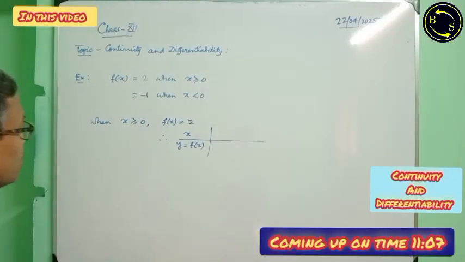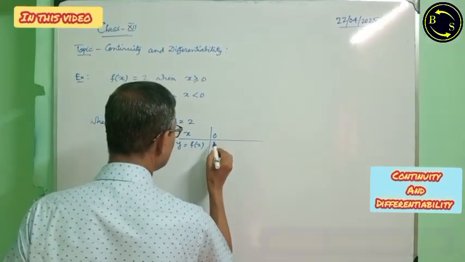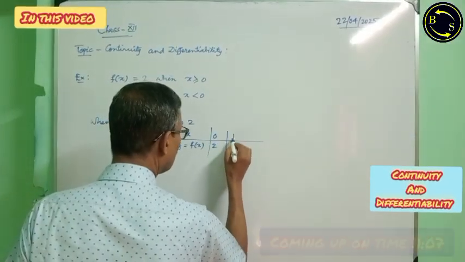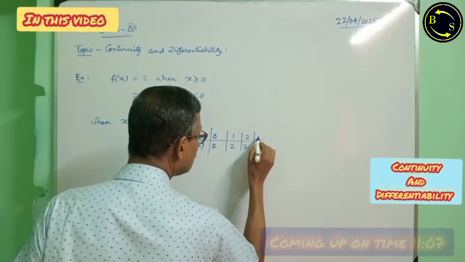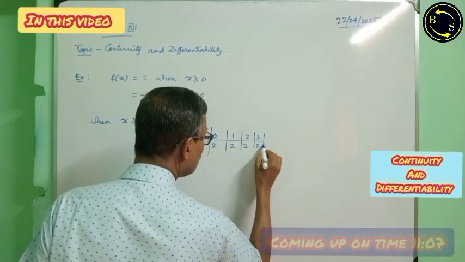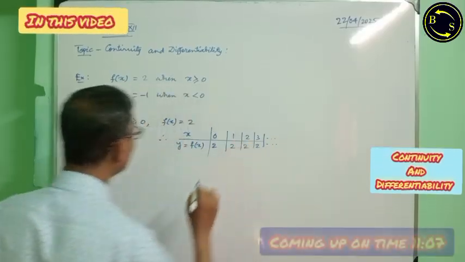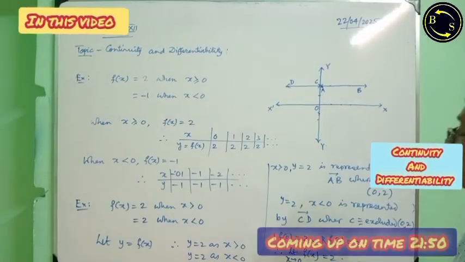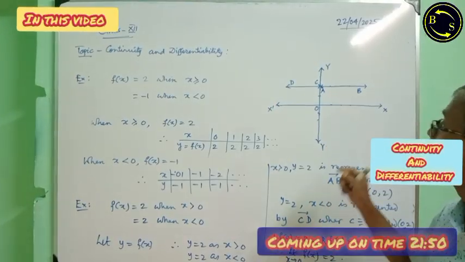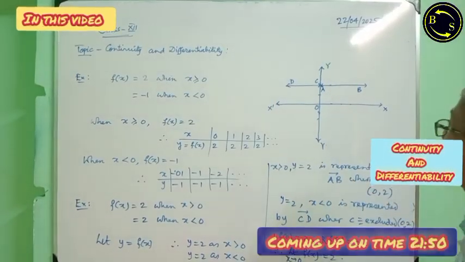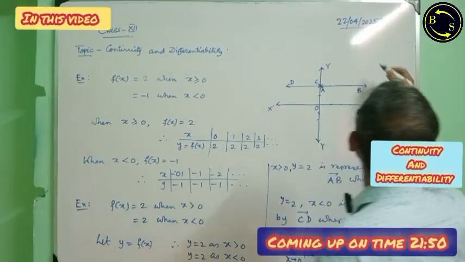For f(x), then for 0 this is 2, 1, 2, 2, 2, 3, 2. This is 0, that means the value of the function is also 2.